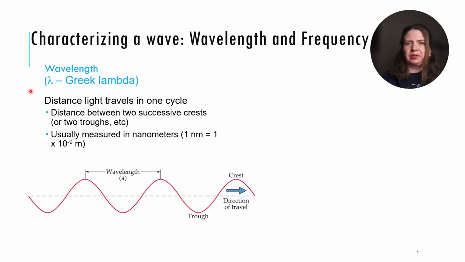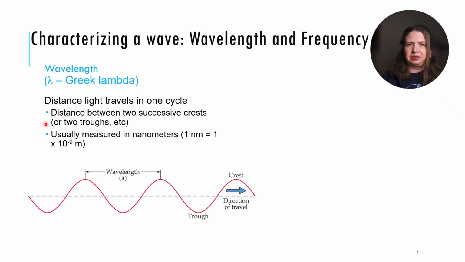Another important property is wavelength, which is the distance between two consecutive peaks of a wave. Wavelength is represented by the Greek letter lambda. Because wavelength is a distance, it is measured in units such as meters or nanometers.